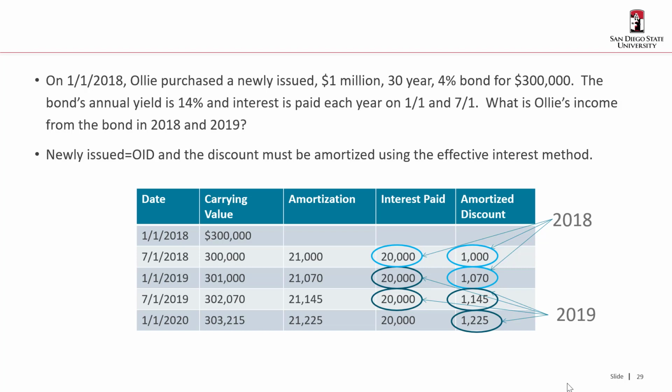$21,070. Again, he receives a $20,000 payment, so the additional $1,070 represents amortized discount. And you can walk your way through this for the next 30 years until ultimately all $700,000 of that discount would be amortized if Ollie managed to hold the bond until maturity.